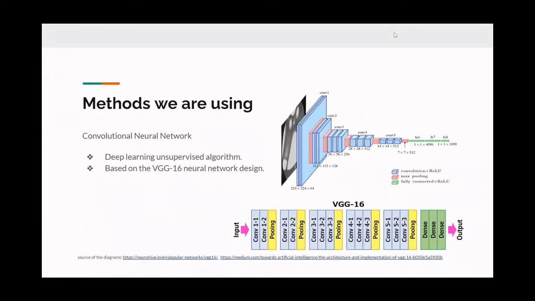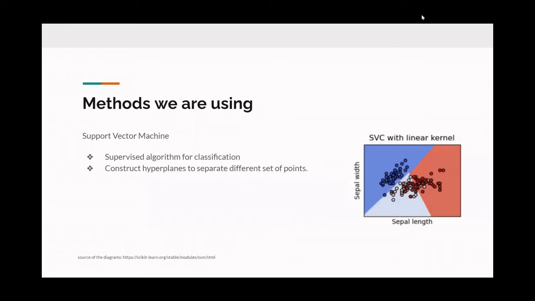The second method we are using is a convolutional neural network we learned in class. It is a deep learning algorithm that takes advantage of unsupervised feature learning. The method we are constructing is based on the VGG16 neural network design, where we use different convolutional layers and max pooling to process the tensors, and then we use the dense layer to produce the outcome. The base VGG16 model we implemented produced convincing results.